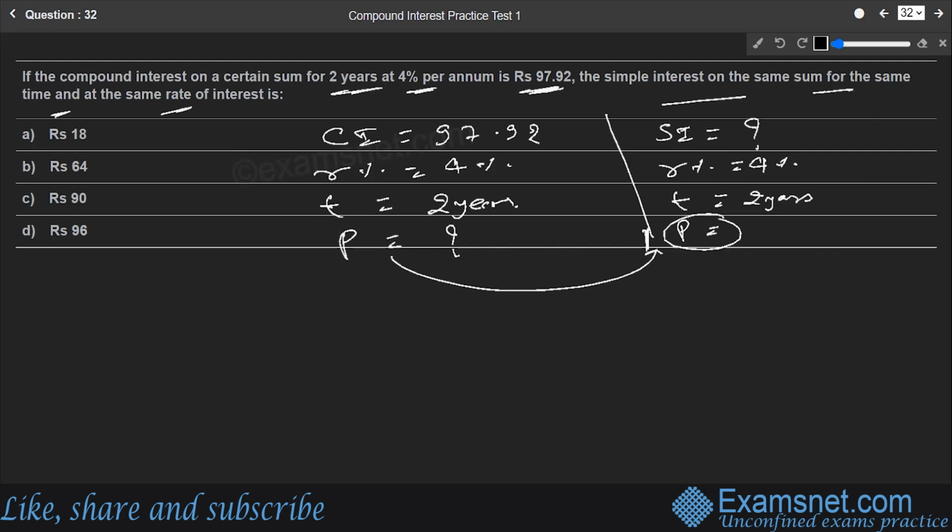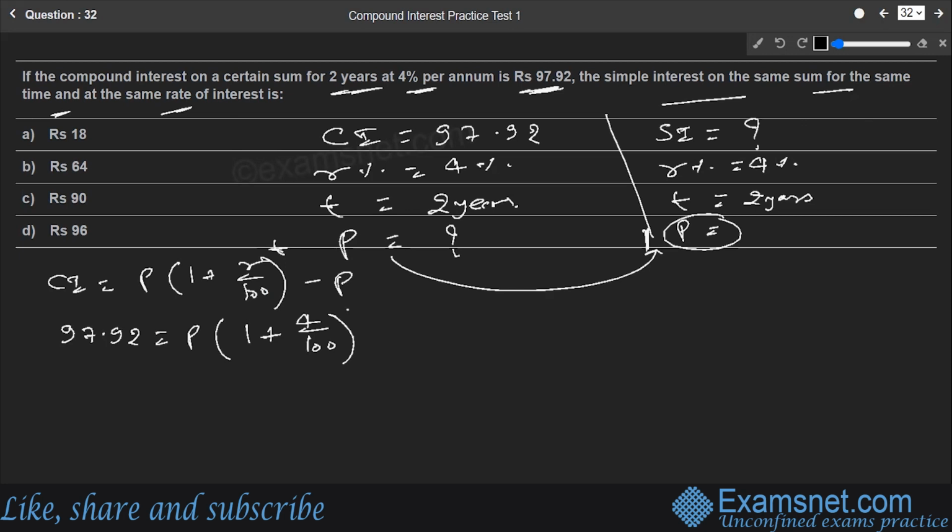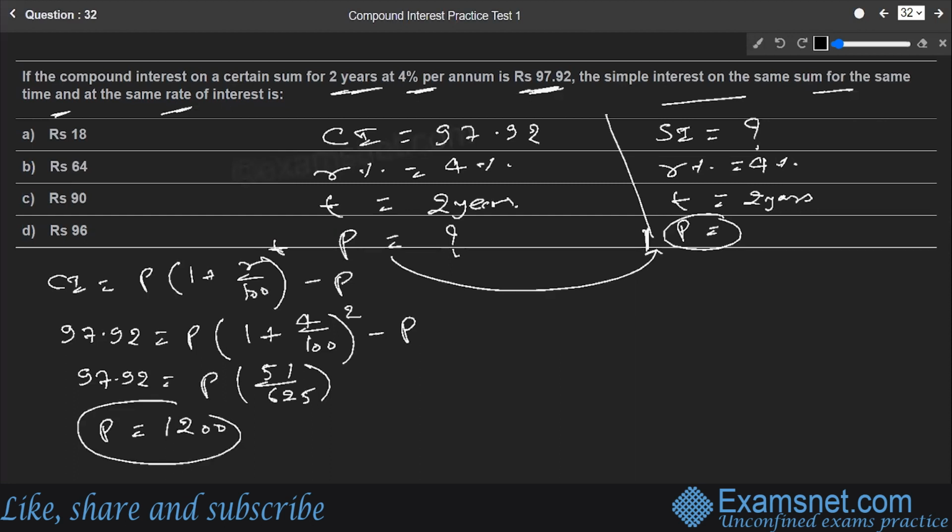So we are supposed to find out the principal for the first scheme, that is the compound interest scheme. We have the formula for compound interest as P into 1 plus R over 100 to the power time, minus P. We already know the compound interest value, that is 97.92, is equal to principal unknown P, into 1 plus rate value 4 by 100, time value is 2, minus P again. If we solve this further, this comes out to be 97.92 is equal to P times 51 by 625. This way the P can be calculated, which comes out to be 1200 rupees. Principal value is coming out to be 1200 rupees.